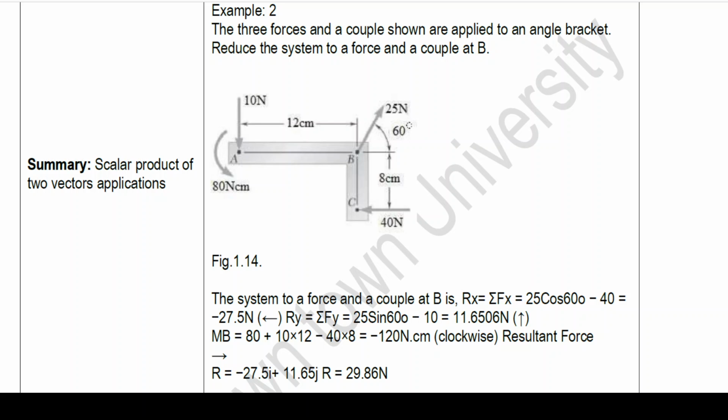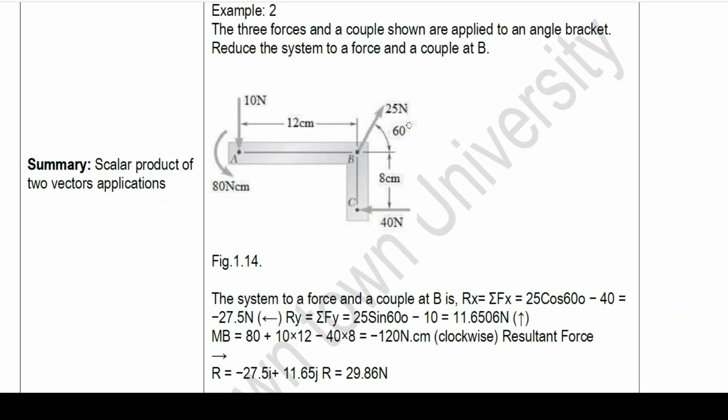Now similarly, if we resolve the forces into y components, we can see that it will be 25 sine 60. Why sine 60? Because in the y direction it is sine theta, right? So if it is sine theta in the y direction, then this is going out from B, so we are considering it to be positive. And when the 10 is coming towards A, we are considering it to be negative. So eventually it is coming out to be 11.65 Newton. Okay, so this is positive.